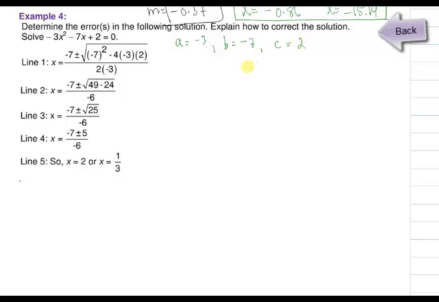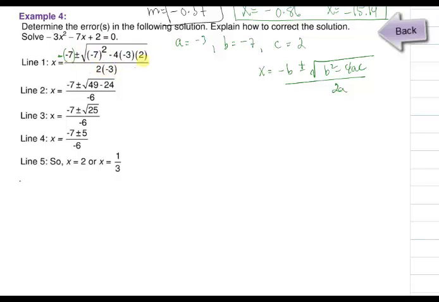So when we plug those into our quadratic formula, which I will write here, you can see that we're going to plug negative 7 into negative b. So here's our first mistake, because this should read minus and then minus 7. And inside the bracket, negative 7 squared is in brackets, so that's good. Minus 4 times a, which is negative 3, so that's correct, times c, which is 2, so that's correct, all over 2 times a, so 2 times negative 3.